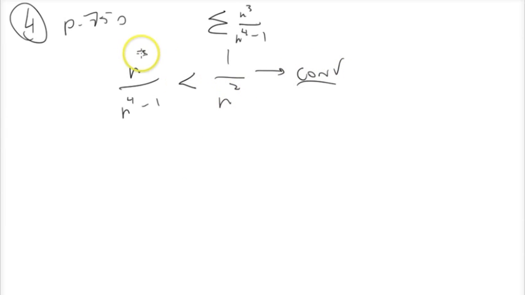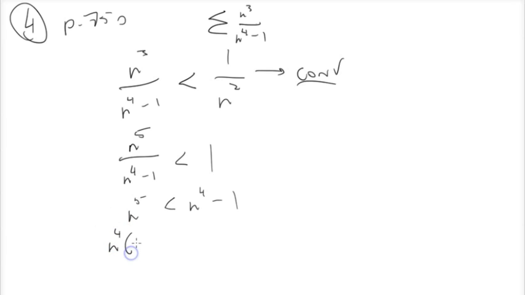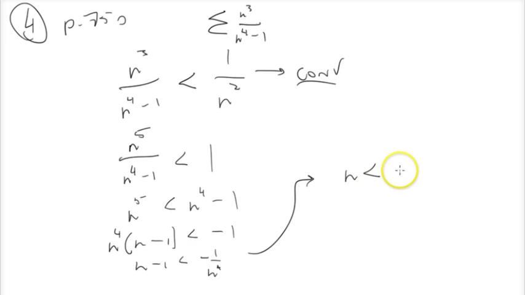So let's start doing some algebra. We will then get n to the 5th over n to the 4th minus 1 is less than 1. We don't really have any intuitions about that. Then we have n to the 5th is less than n to the 4th minus 1. Now let's try subtracting this n to the 4th over, and we'll factor, and so we'll get n to the 4th times n minus 1 is less than negative 1. And then let's divide this over, and we'll get n minus 1 is less than negative 1 over n to the 4th. Then we can add this one, and what we'll get is n is less than 1 minus 1 over n to the 4th.